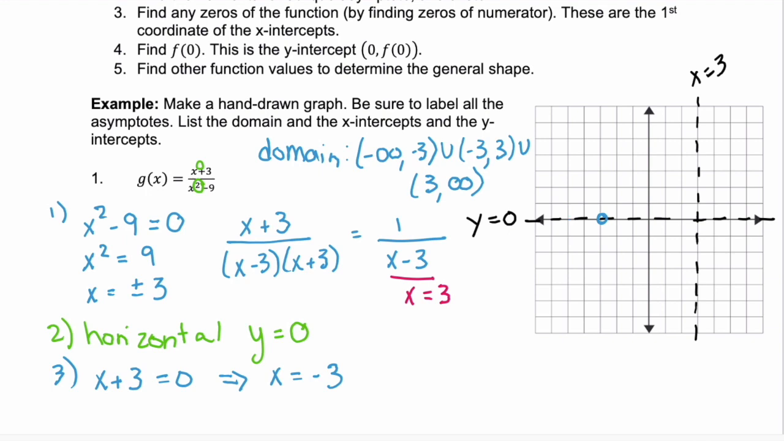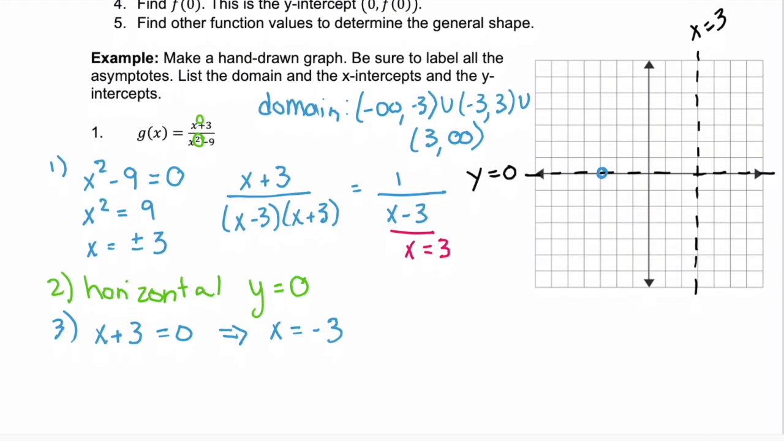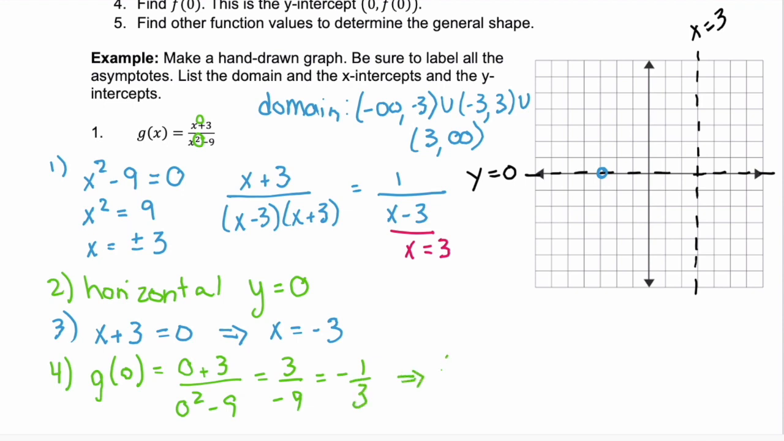And now we're moving on to step 4. We need to find f of 0. So here it's function g. So g of 0 is going to be 0 plus 3 over 0 squared minus 9, which equals 3 over negative 9, equals negative 1/3. This gives us the point (0, negative 1/3), or our y-intercept, which is roughly right here.